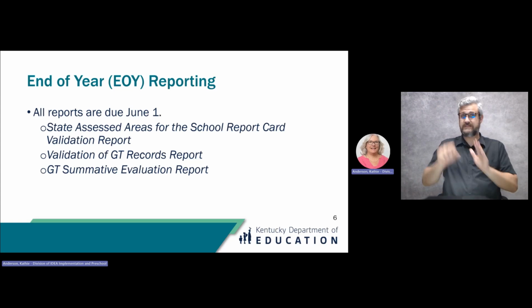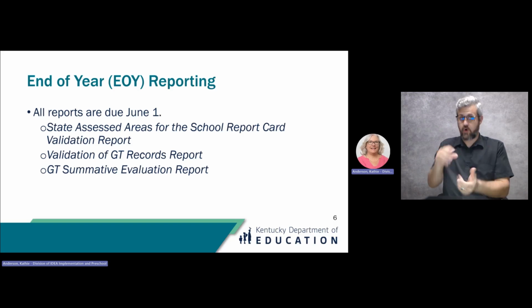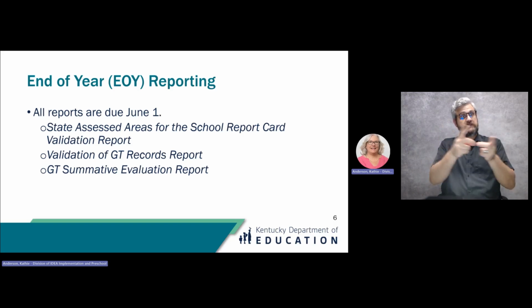State assessed areas for the school report card validation report. This is a report that validates general intellectual ability, or GIA, and the students identified for the subcategories of specific academic aptitude, which are language arts, math, science, and social studies. This report ensures that all students have been correctly identified for the GT program since there are specific regulations and criteria. Validation of GT records ensures that all GT records have been imported to the district so that students are not missing services.